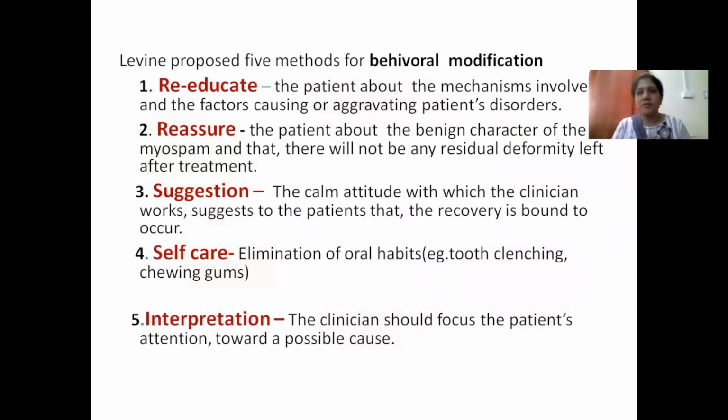Now, the first is the education of the patient. This is a behavioral modification. Levin proposed five methods for behavioral modification. Why is it important? In the etiology, we considered stress as one of the factors, and most of the treatment modalities require the patient's cooperation. So behavioral modification is important.